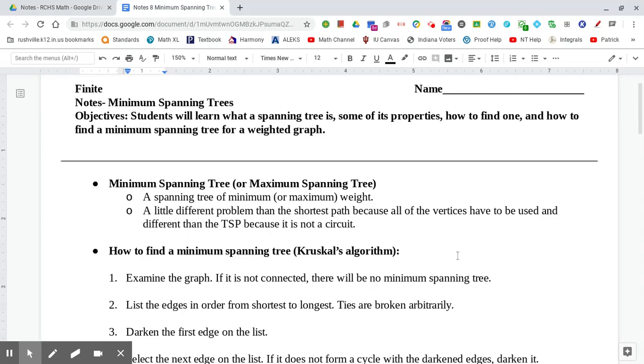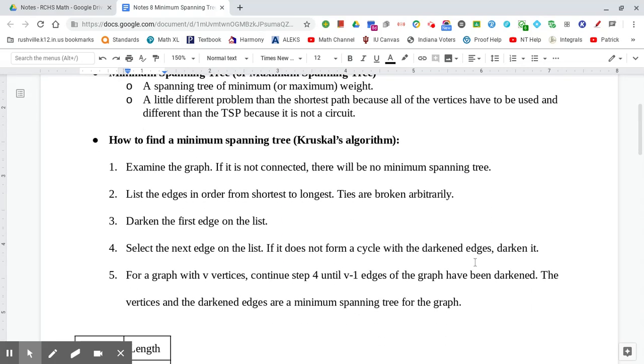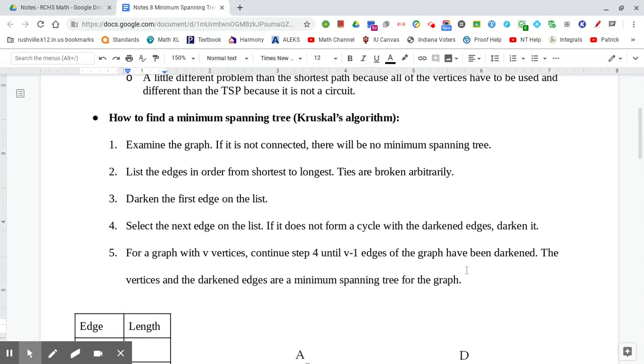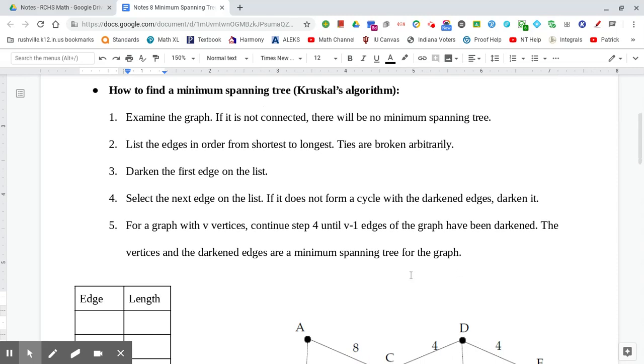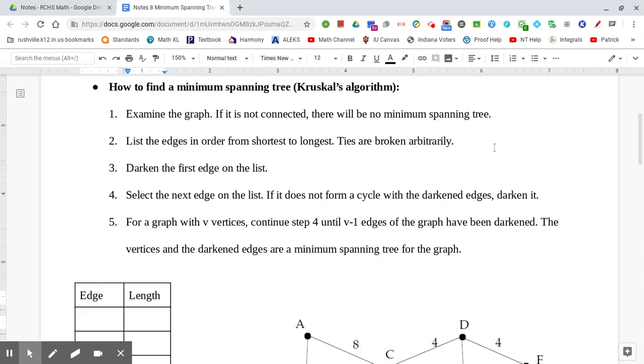All right, so another algorithm for you to memorize. And actually, I'm going to give you two options, and you will get to choose which algorithm you'd like to use. All right, the first algorithm is called Kruskal's algorithm, based off of the mathematician that created it. First, he says to look at the graph. If it's not connected, don't continue, because obviously there can't be a spanning tree because a tree wouldn't even exist.